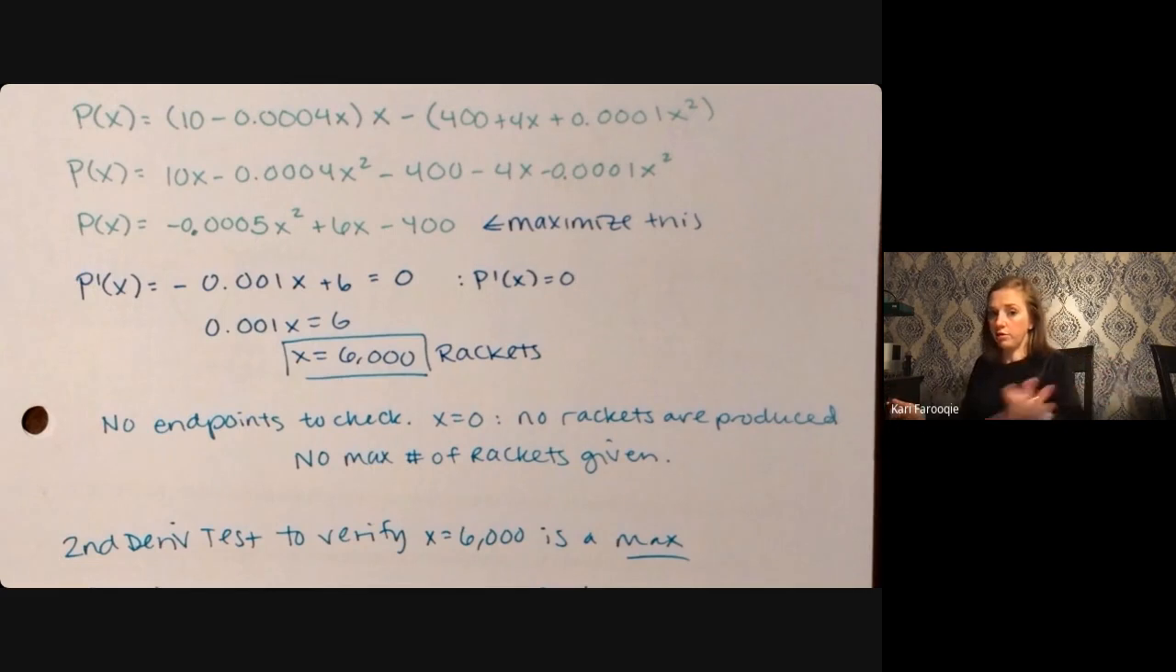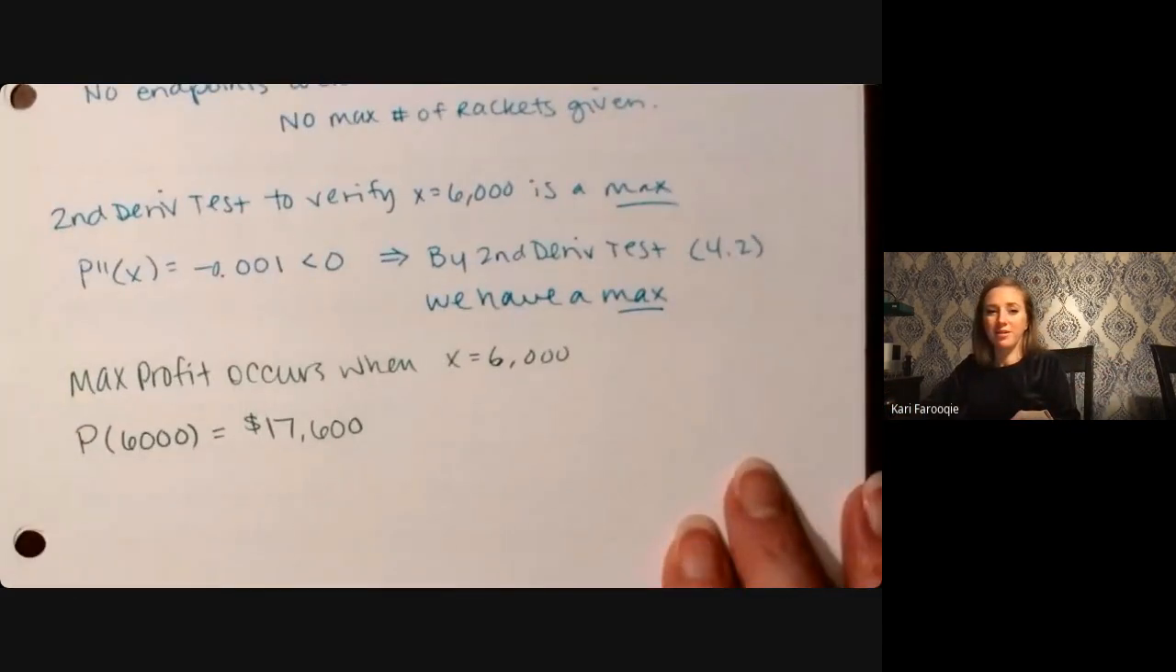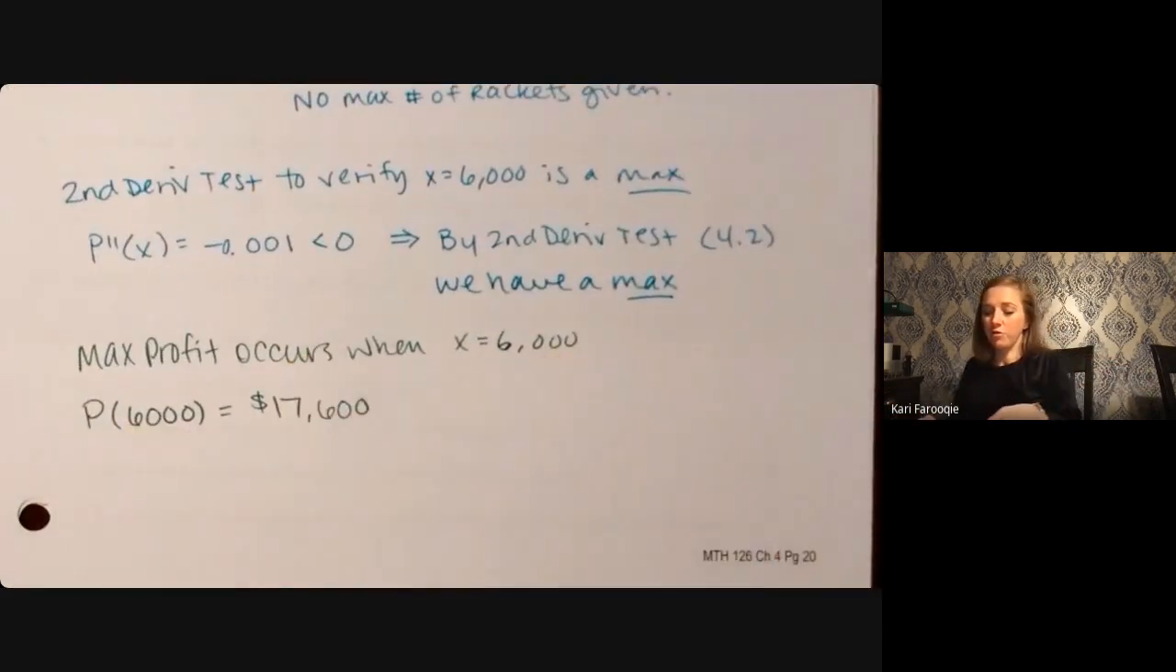Maximum profit occurs when X equals 6,000. P of 6,000 is 17,600. So you can always ask yourself, does this make sense? And I think that makes sense as a profit for selling tennis rackets, especially 6,000 of them. A lot of profit, really, when you think about it. Maybe I should get into the tennis racket business.